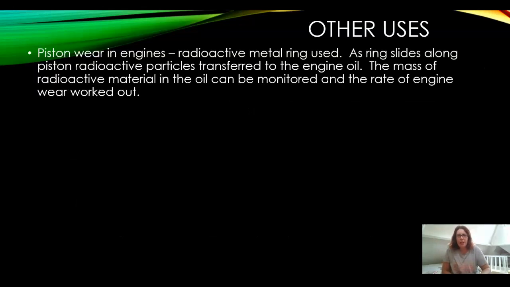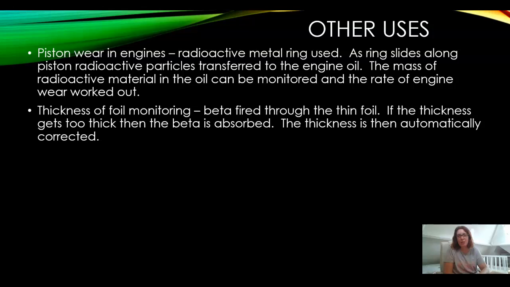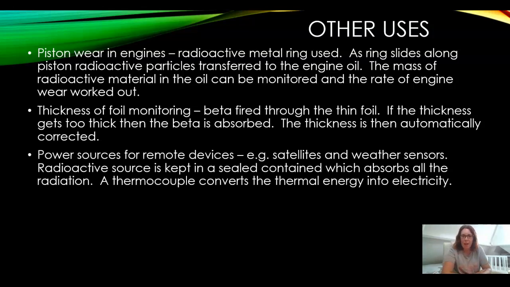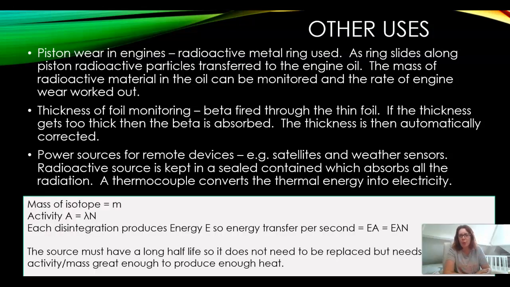Other uses, you can measure the piston wear in engines. They have this radioactive metal ring, and as the ring slides along the piston, radioactive particles are transferred to the engine oil, and the mass of the radioactive material in the oil can be monitored and the rate of engine wear worked out. So incredibly sophisticated use. You can monitor the thickness of foil: you fire beta through the foil, and if the thickness gets too thick, then the beta is absorbed. You can use it for power sources, and there's a question on that in the book.